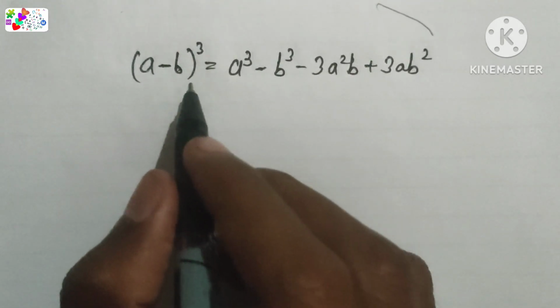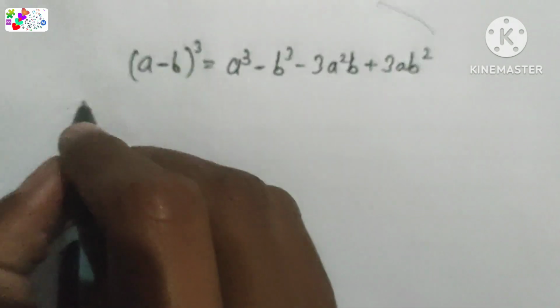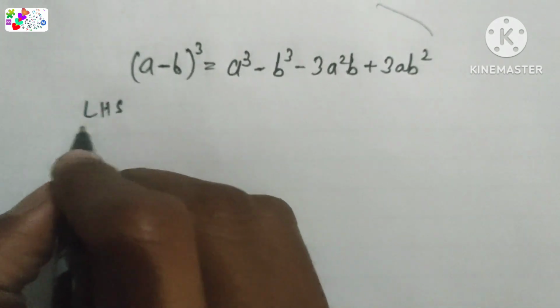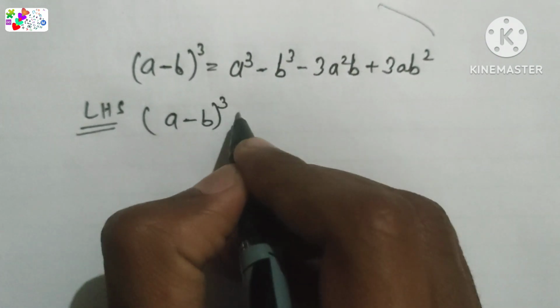So in this video we will prove this is equal to this. So how to prove? We know that firstly we choose the left hand side. So (a minus b) cube.